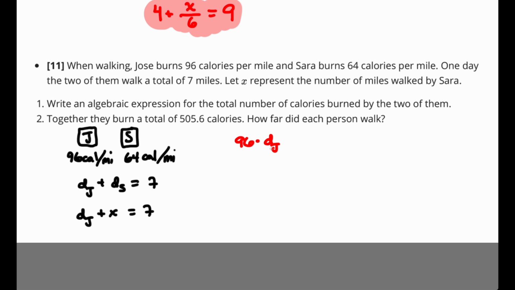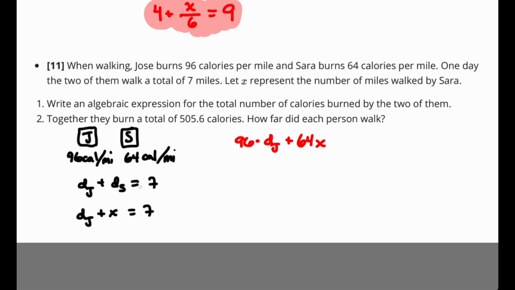So that distance, because it's in miles, will cancel out the miles over here, and you would have the total number of calories for Jose. We just don't know the distance for Jose. And then we're going to add this to the 64 calories from Sarah, and we're just going to multiply it by X because that's the distance for Sarah right there.